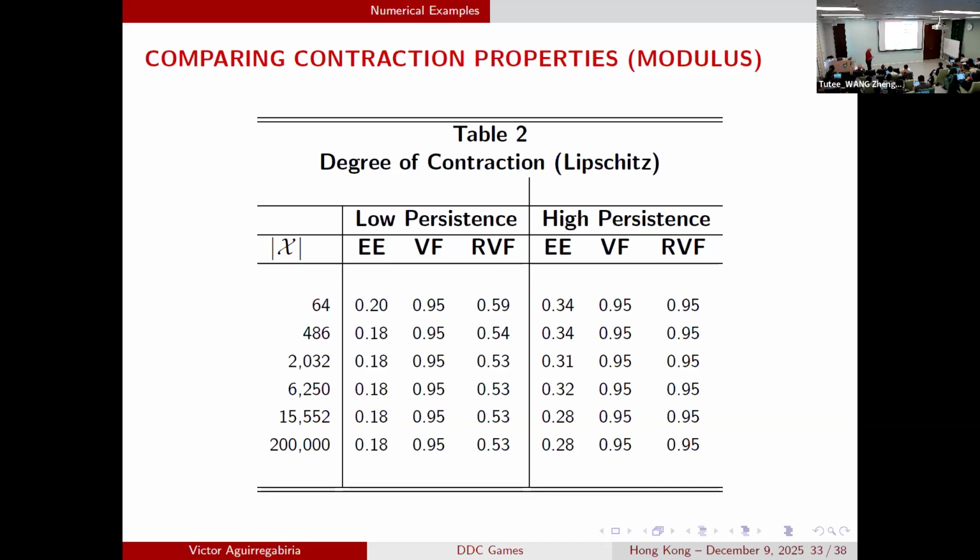Then this is a comparison of the degree of contraction of 3 operators: our Euler equation operator, the value function iterator, and another operator that is called the relative value function operator, that under some conditions is known to have better convergence properties than value function iterator.